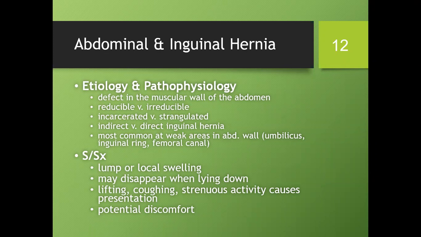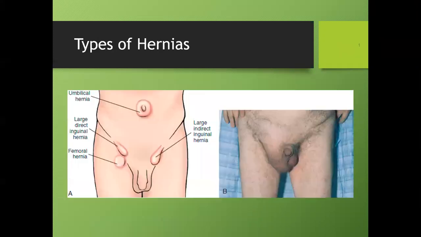Most common areas for hernias are weak areas in the abdominal wall, like the umbilicus, or the inguinal ring or the femoral canal, okay? We'll see a lump, maybe some local swelling. When they lay down, it may go away because it is reducing, or because everything else kind of settles down around it. If they're lifting, coughing, or doing strenuous activities, sometimes they'll present. They will be irreducible hernias potentially that pop out during these kinds of activities, and they can be uncomfortable, especially if they're incarcerated or strangulated.